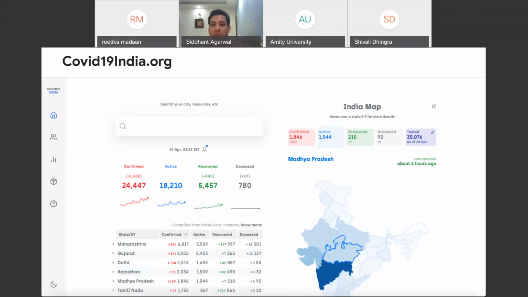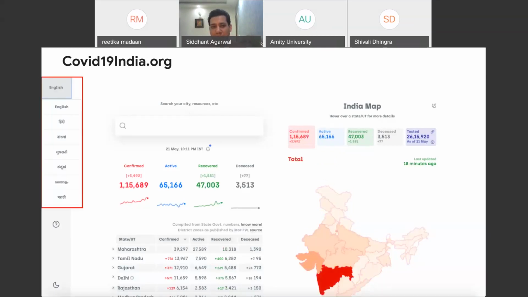Initially, when this dashboard was launched, it was purely in English. So those who are living in tier 2, tier 3 cities, those are not native English users. They don't know English. So how will you create something for them? So they came up recently with an update: they converted their dashboard into vernacular languages.